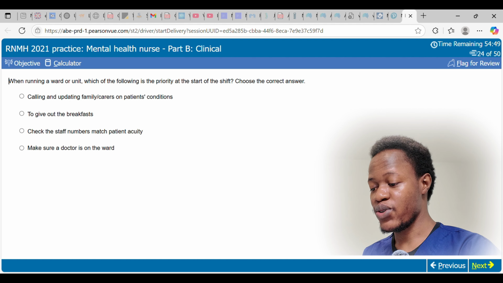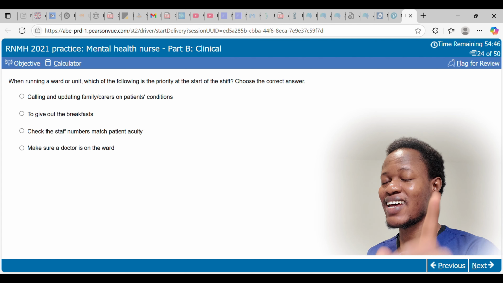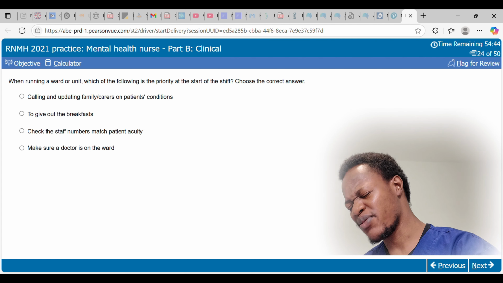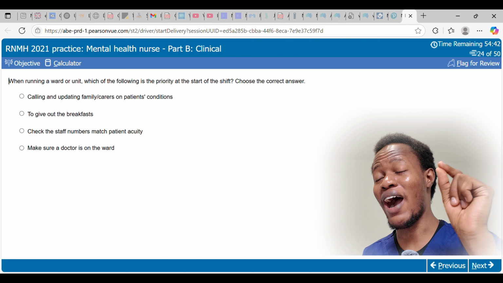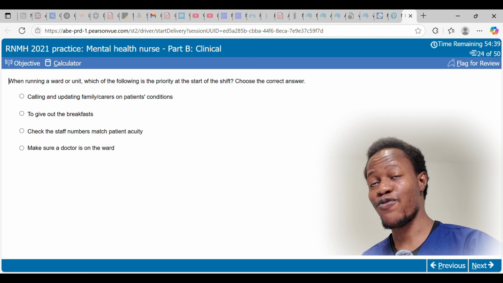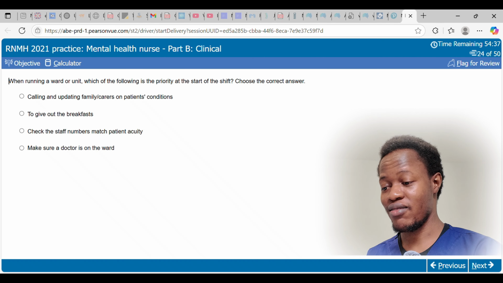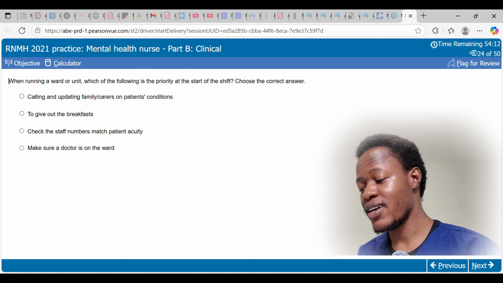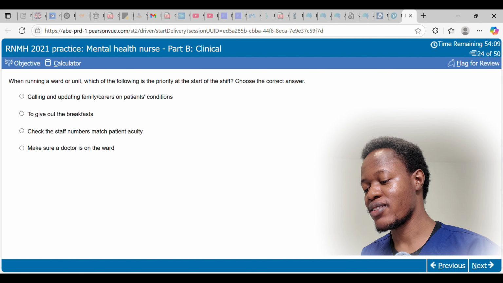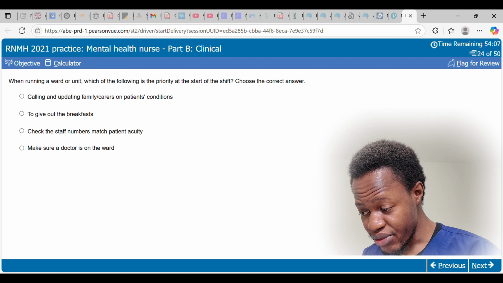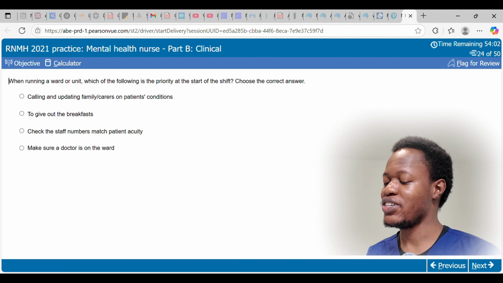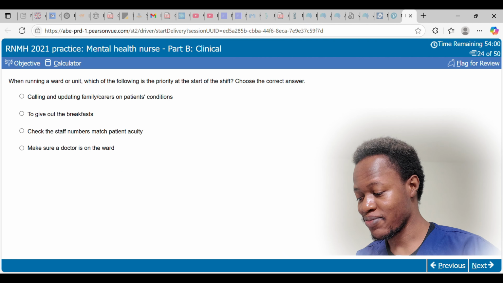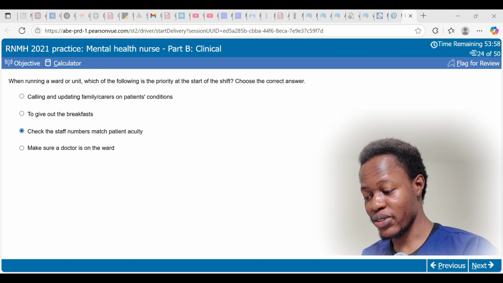When running a ward or unit, which of the following is the priority at the start of the shift? So at the start of the shift, one thing you need to do is to make sure you have enough staff for your patient ratio. That is it. I've not even checked the options, but I know that. A says calling and updating family or carers on patients' conditions. No. To give out the breakfast. No. Check the staff numbers match patient's acuity. Yes. You don't need a doctor on the ward.